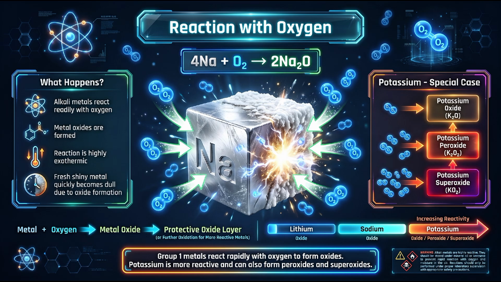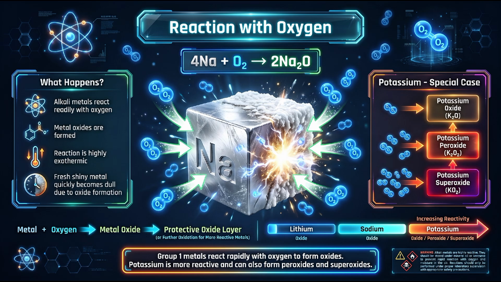The image also presents an important special case involving potassium. Unlike lithium and sodium, potassium can produce 3 different oxygen compounds depending on the amount of oxygen available. The first compound is potassium oxide, whose formula is K2O. This compound forms when the oxygen supply is limited. When more oxygen is available, potassium may instead form potassium peroxide, whose formula is K2O2.